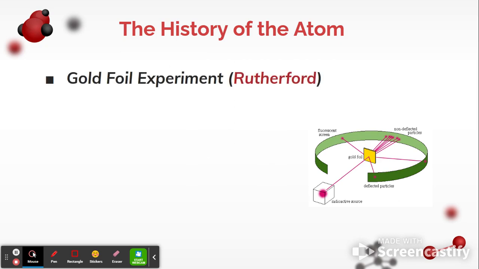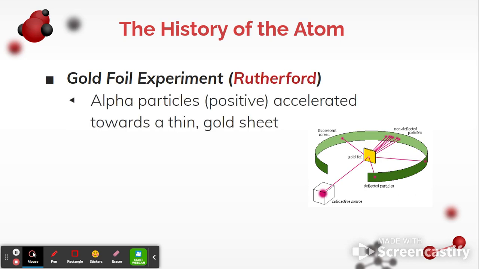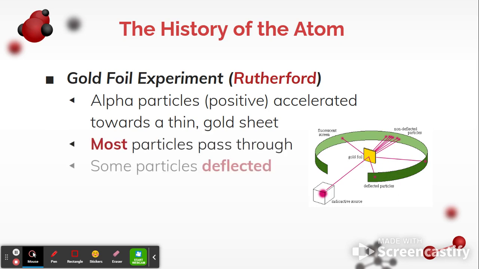The Rutherford model, which is based on the gold foil experiment, consisted of alpha particles, which are positive helium nuclei, that were accelerated towards a thin gold sheet. The majority of the alpha particles that were fired into the gold sheet passed through. However, some particles were deflected.